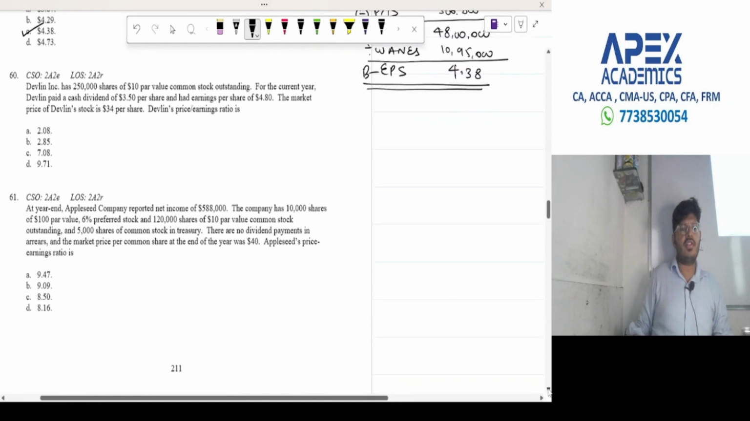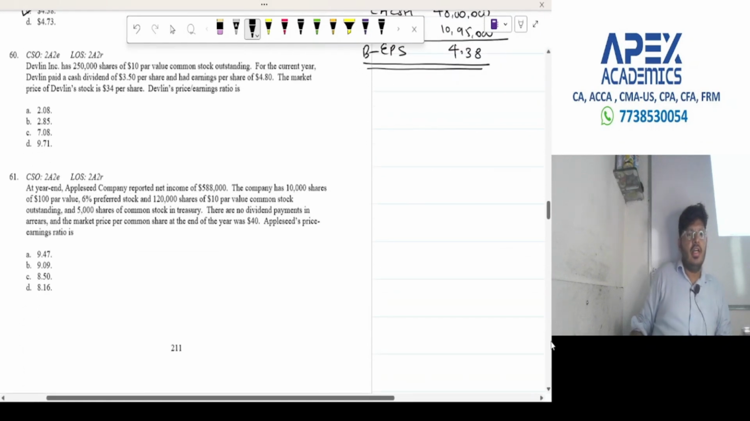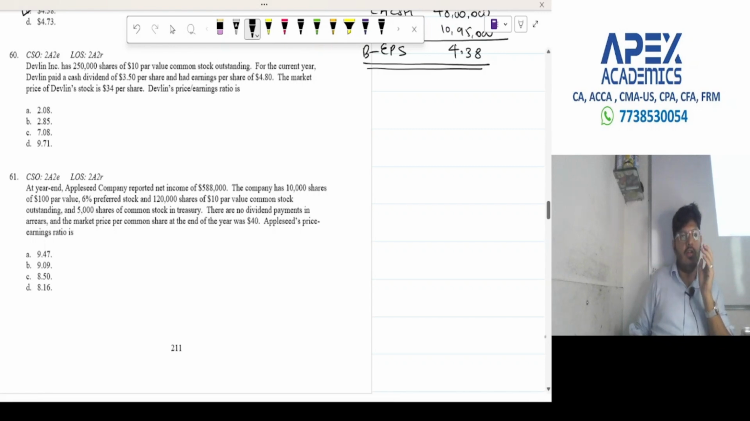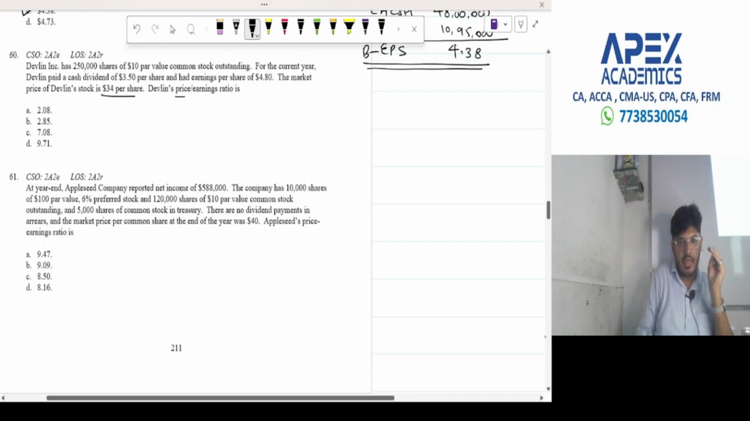Question number 60. Devlin Incorporated has 2,50,000 shares of $10 par value stock outstanding. For the current year, Devlin paid a cash dividend of 3.5 per share and had an earning per share of 4.8. The market price is 34. PE ratio is very simple: market price per share upon earning per share. It is given here very clearly that it has an earning per share of 4.8.